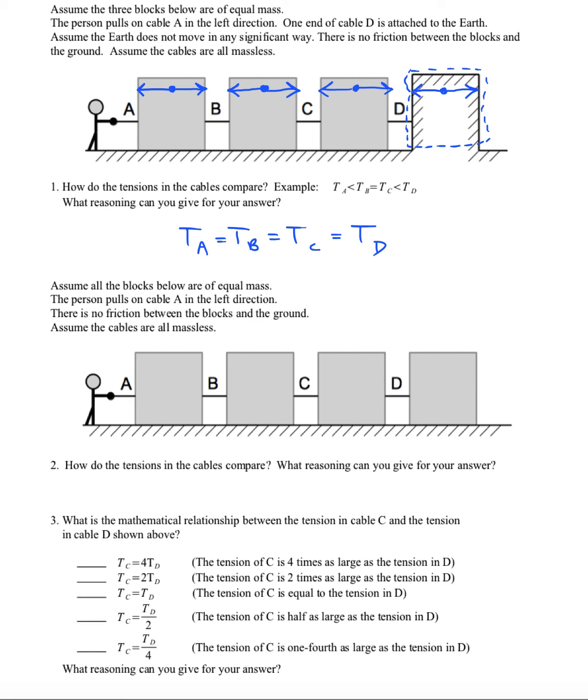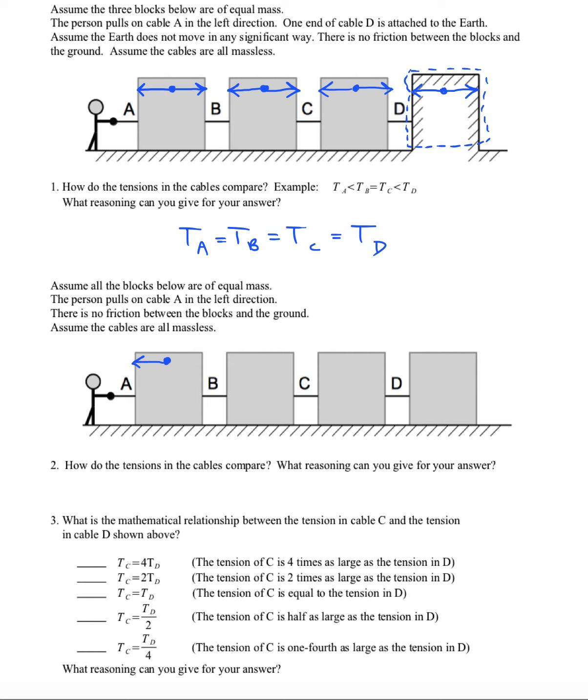Now let's assume that cable D is not rigidly attached to the earth. The person pulls on cable A the same as in the above scenario. What happens? Are the tensions still equal, or would the situation be different? Let's try to analyze this situation with a free body diagram.